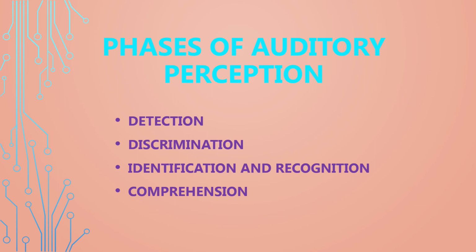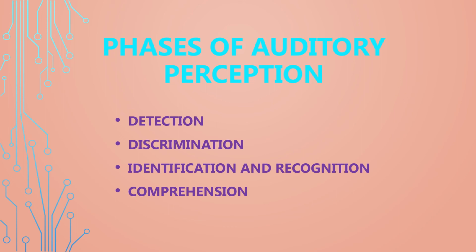Then discrimination. It is the ability of the human being to differentiate the sound. So in order to perceive and to appreciate a sound wave, we have to be able to differentiate the sound from other background noise. So that is the second step, to differentiate the sound.